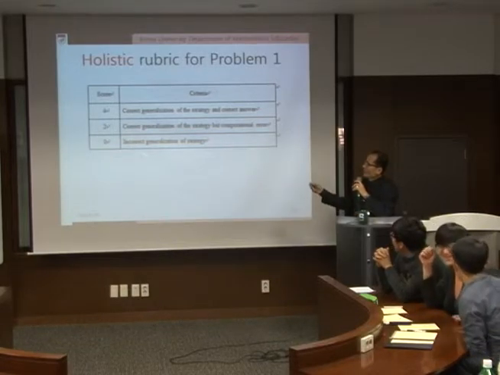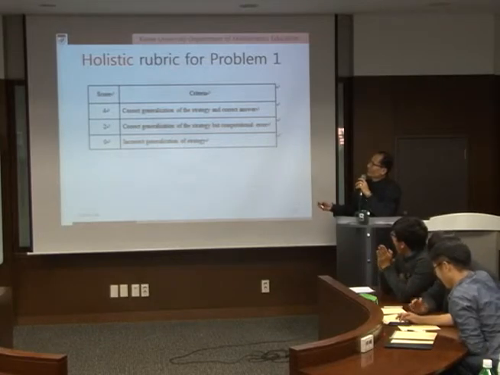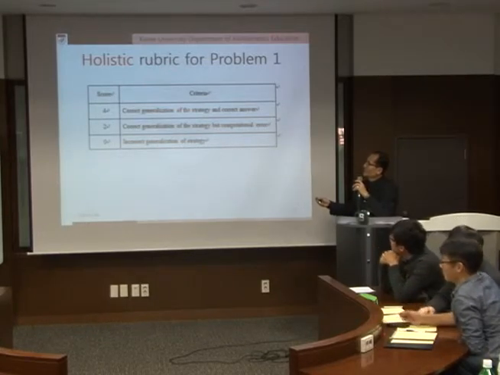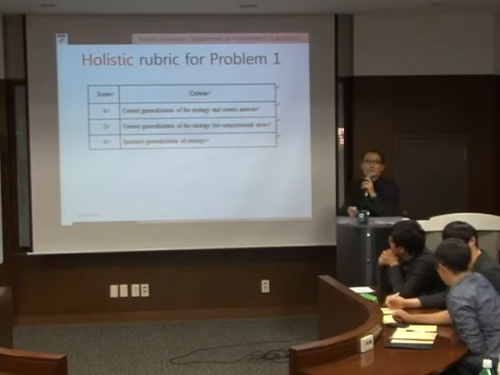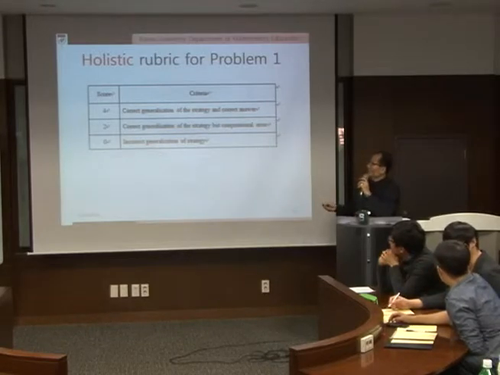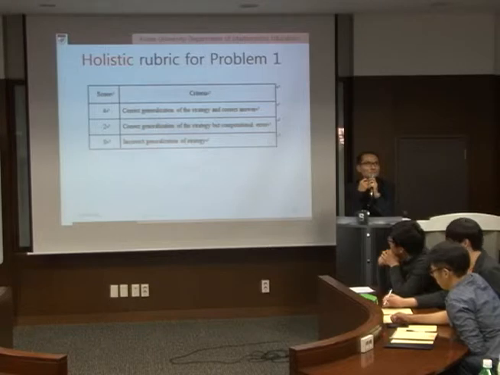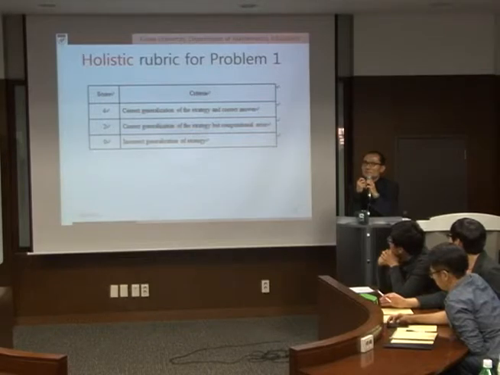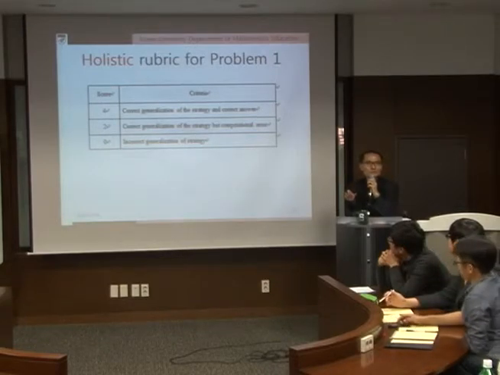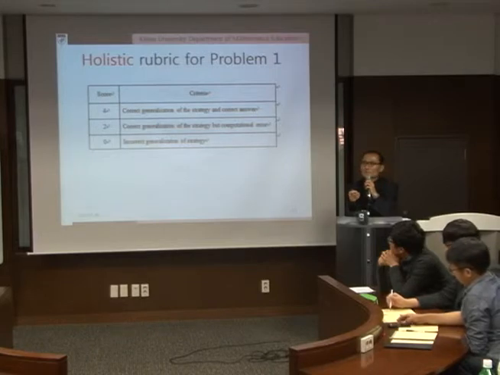Take a look at, for instance, this kind of holistic rubric I made. In other words, correct generalization of the strategy and correct answer. This is obvious, right? Second one, correct generalization of the strategy, but a computation error. Do you agree with that? Out of 2 points. And incorrect generalization of the strategy. What do you think of this rubric? Out of 4, right? 2 is correct strategy, but a computation error.